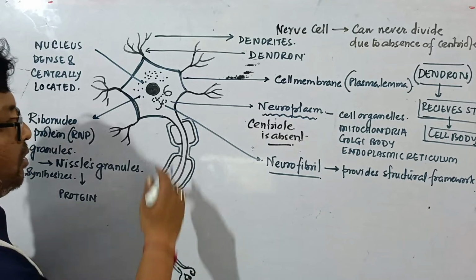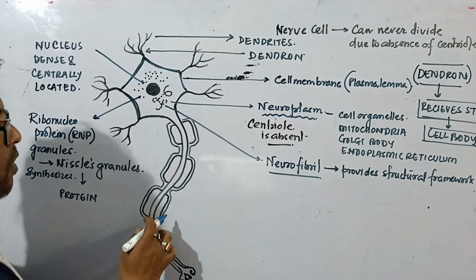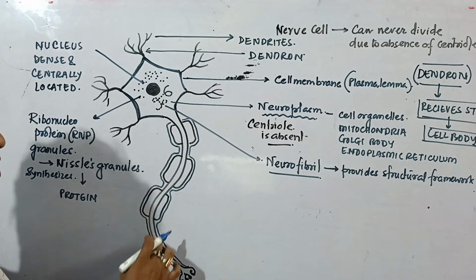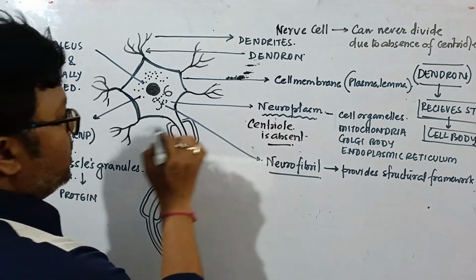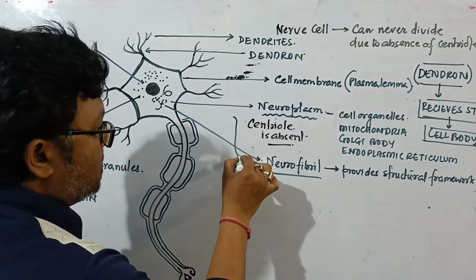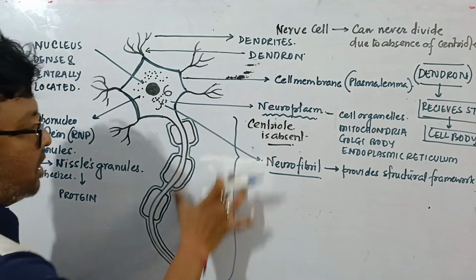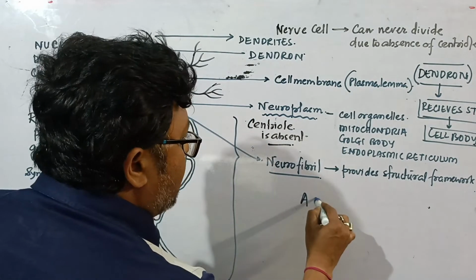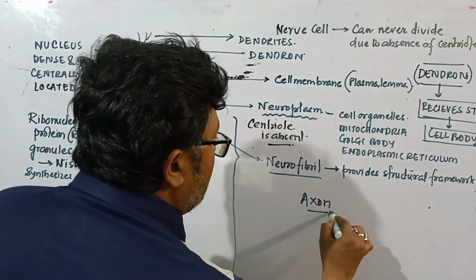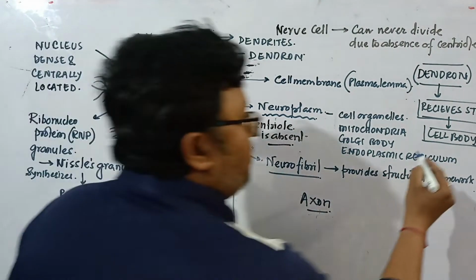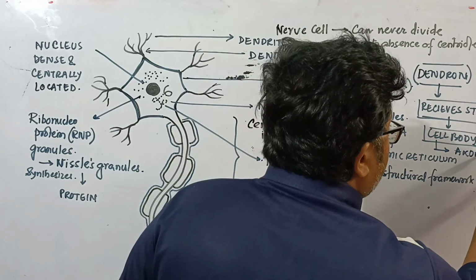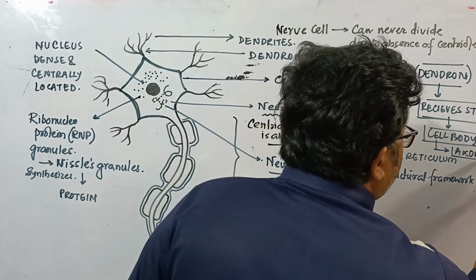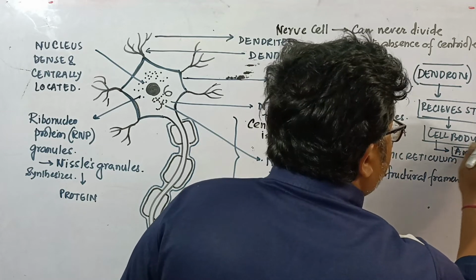I hope you can understand that the long, unbranched, elongated process is generally known as axon. So this is basically axon. The cell body then conducts the stimulus to the axon, and the function of axon is that it conducts stimulus in the form of nerve impulse.